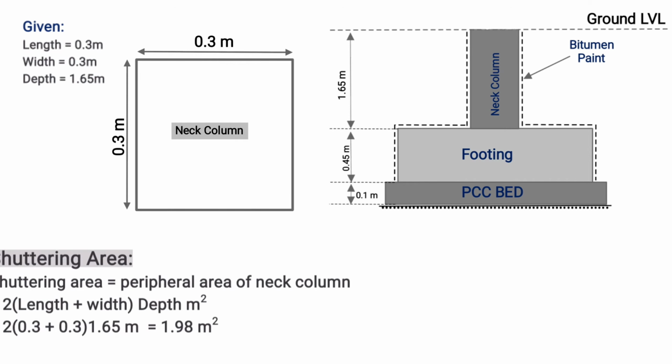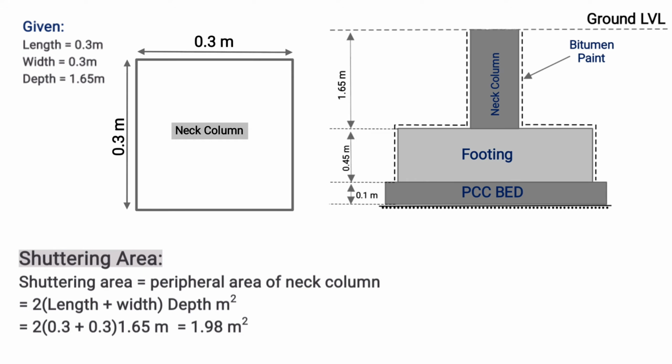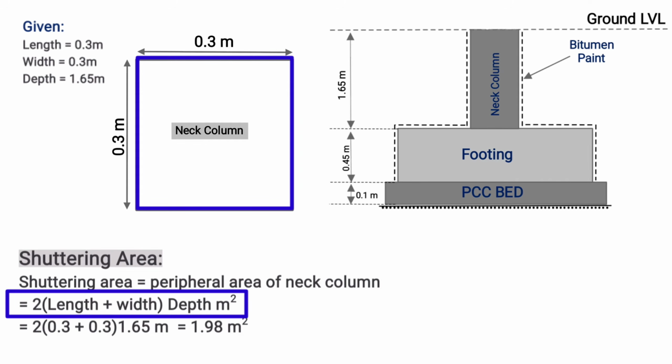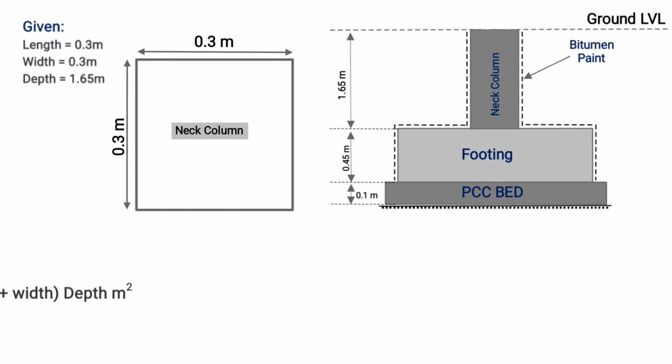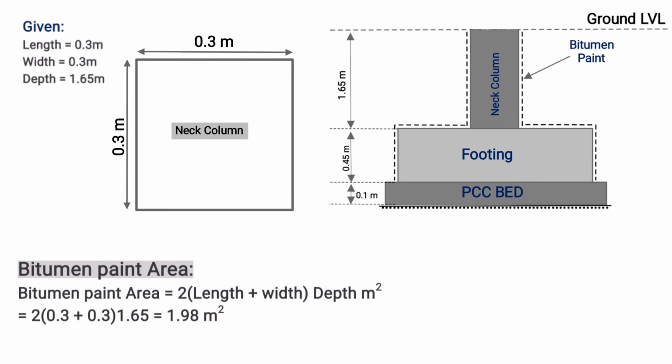Now we need to calculate the shuttering area of this neck column. Shuttering area will be equal to peripheral area of neck column, which is equal to twice length plus width into depth. On substituting these values, we will get shuttering area equal to 1.98 meter square. Finally, the bitumen paint area will also be calculated by using the same formula, that is twice length plus width into depth, which will be equal to 1.98 meter square.